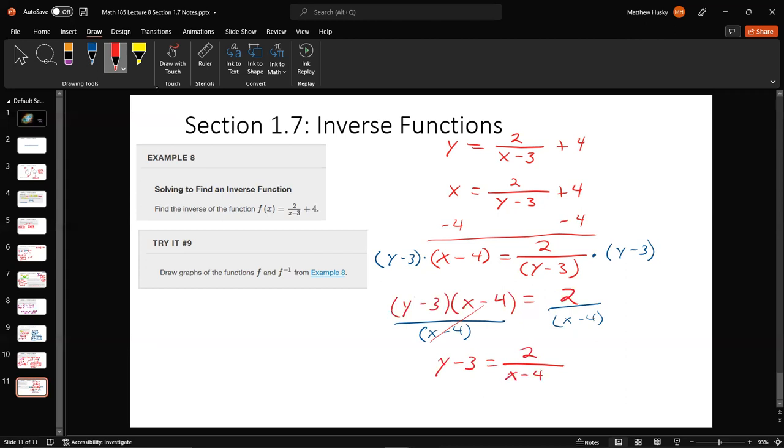And the last thing you would need to do, since you're subtracting 3, is add 3. And kind of like what our function looked like originally, we're just going to have something like this. y equals 2 over x minus 4 plus 3. And so then f inverse of x, that's this formula right here. It's 2 over x minus 4 plus 3.